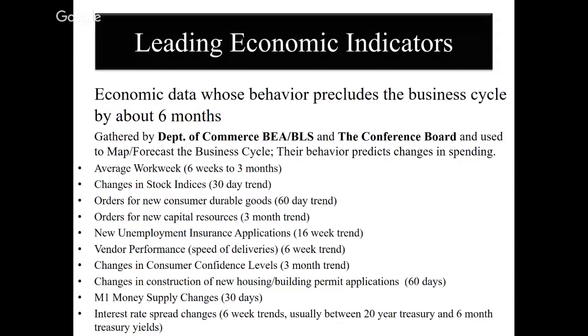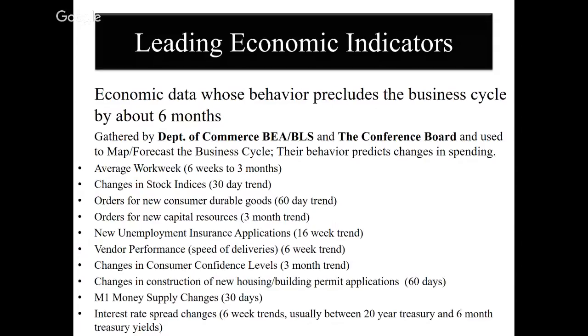But here's the thing that's kind of funny. Sometimes you'll have all the indicators behaving consistently, like the average work week is rising steadily for 3 months, the stock market is rising steadily for 30 days, consumer durable goods orders and capital resource orders have steadily increased for 2 and 3 months, respectively. A noticeable drop in unemployment insurance applications, a slowdown in vendor delivery, and all positive consumer confidence levels. That's a majority of indicators predicting spending is rising. It's a safe bet we're moving up the business cycle.